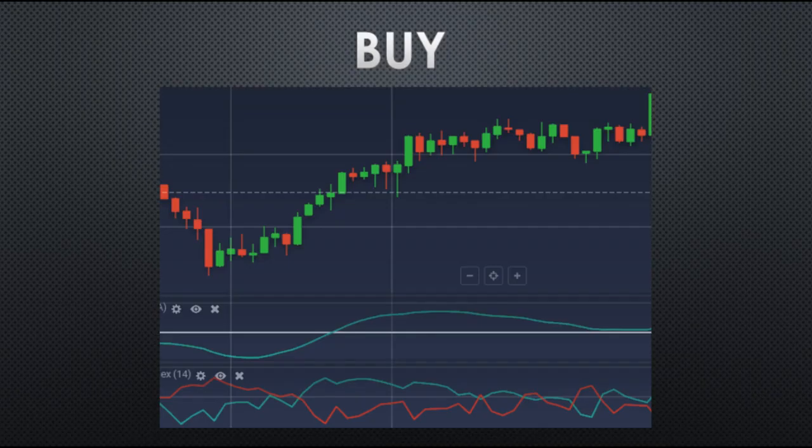Buy. The water green line of the Trix indicator should be heading up. Look how the line goes up. In addition, the water green line of the Random Walk Index indicator should also be heading up or already be up.